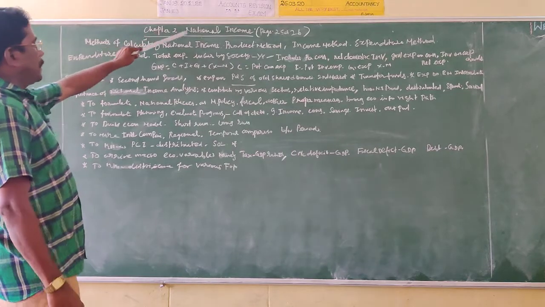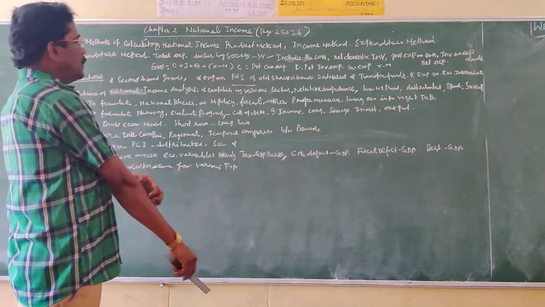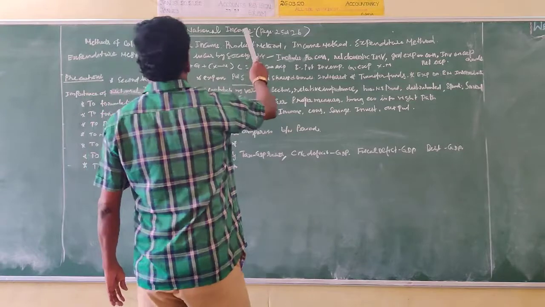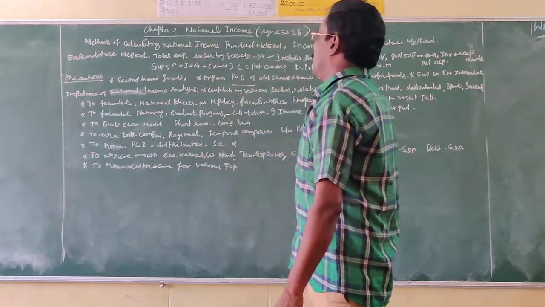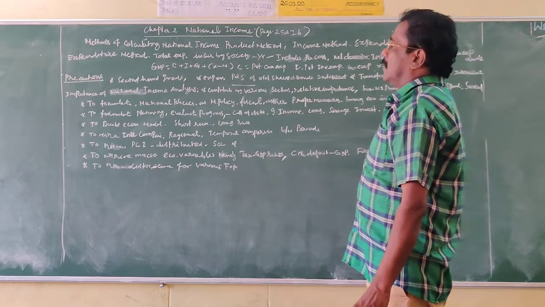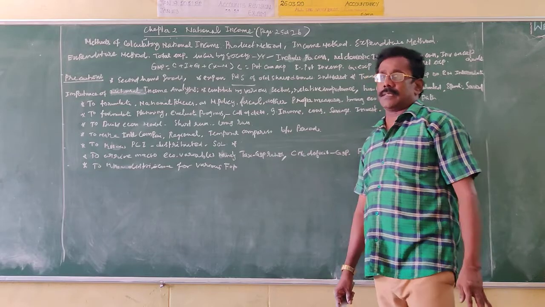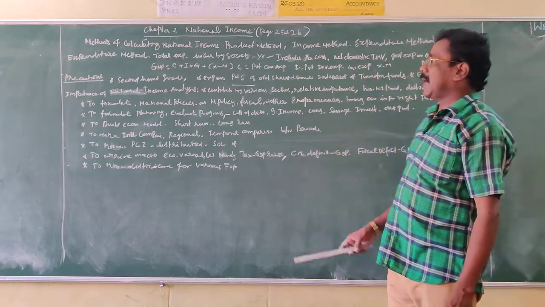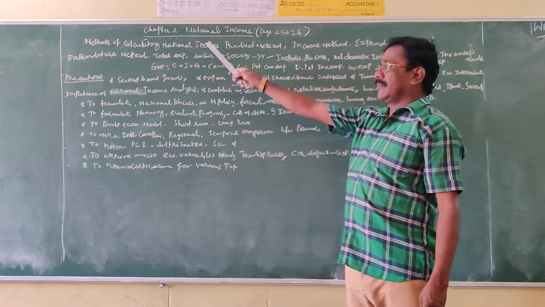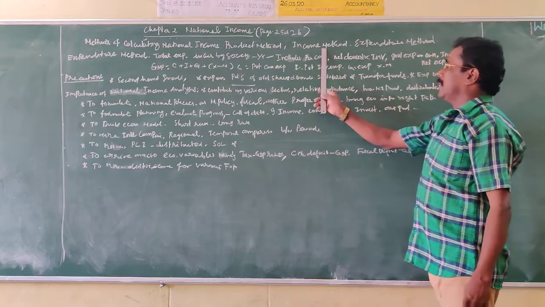Second chapter, national income. In the previous classes, for the past 2 days, we saw the meaning of national income, the definition of national income, basic concepts of national income, then methods of calculating national income. That is what we saw in the previous classes. Of the methods of calculating national income, we already saw 2 methods: number 1, product method, and income method.